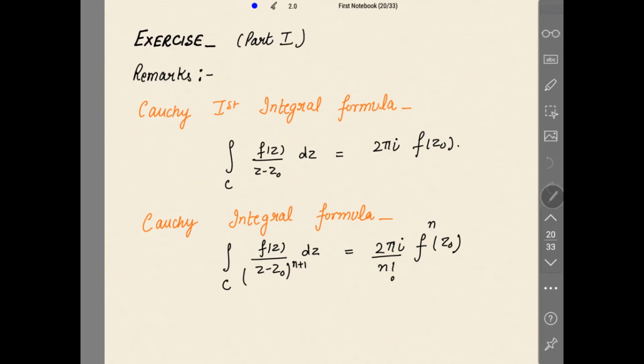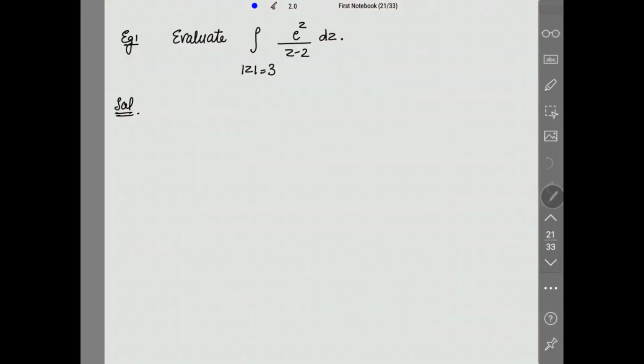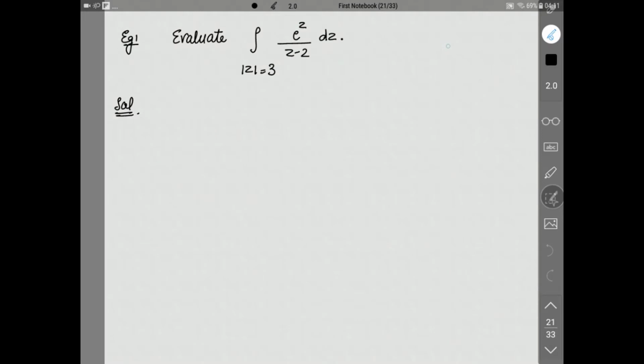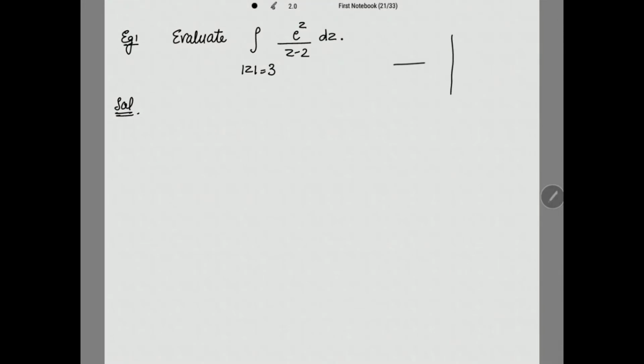Let's start with the examples now. The first one is: evaluate integral over mod z is equal to 3 of e to the power z over z minus 2 dz. Here mod z is equal to 3 means it is a circle which is centered at 0, having the radius 3.